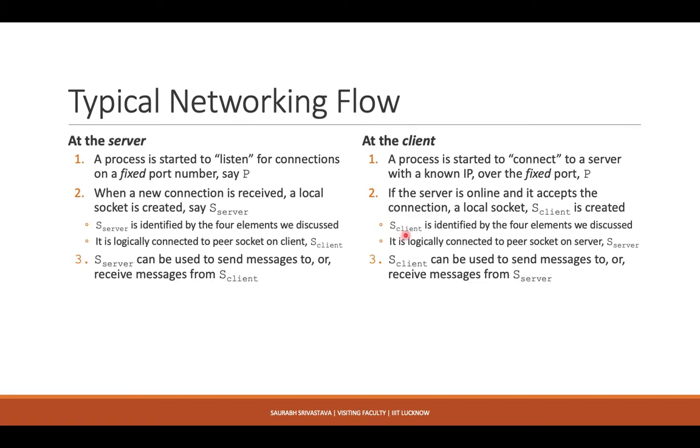You have to understand that these are symmetric in nature. Whatever is local IP and local port here becomes remote IP and remote port there, and vice versa. So they are like peers for each other on either end of the communication. Now from here onwards, once this communication has been set up, S server can send or receive messages from S client, and S client can send or receive messages from S server.